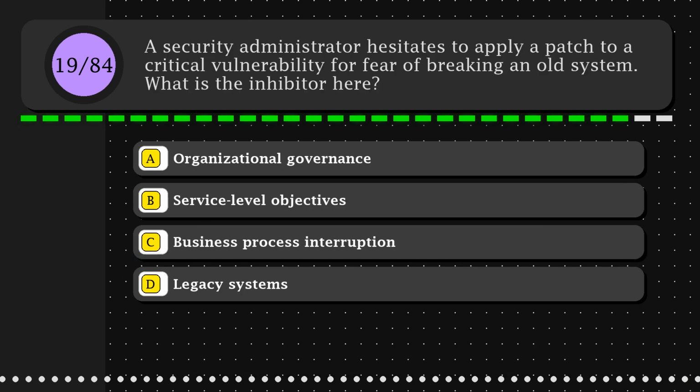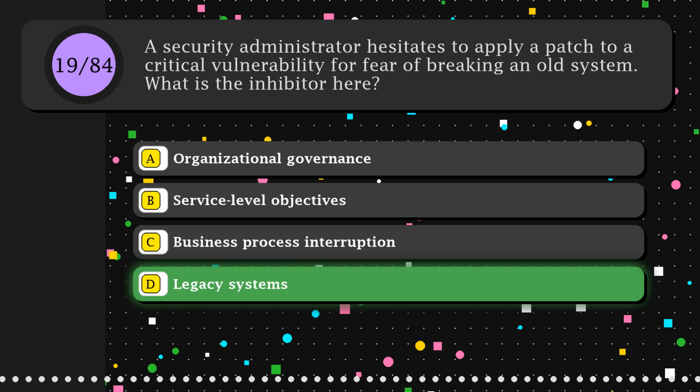Question 19. A security administrator hesitates to apply a patch to a critical vulnerability for fear of breaking an old system. What is the inhibitor here? Option A, organizational governance. Option B, service level objectives. Option C, business process interruption. Option D, legacy systems.